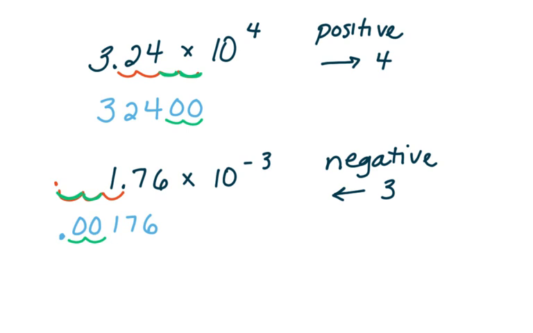So every single time you see it, remember that the exponent tells you which direction and how far to move the decimal point. Positive is to the right because that number is going to be bigger, and negative is to the left because that makes it a much smaller value closer to 0.